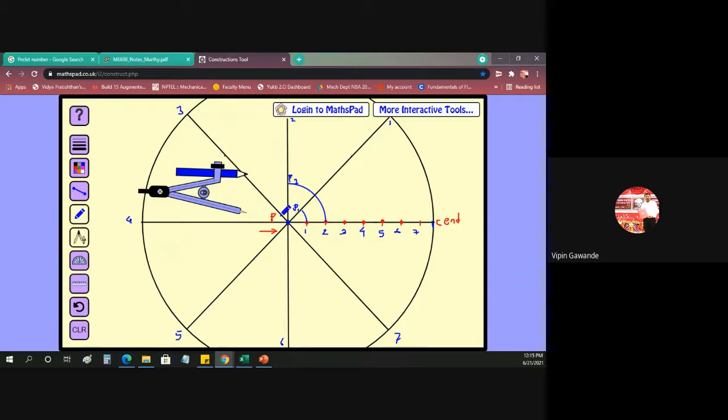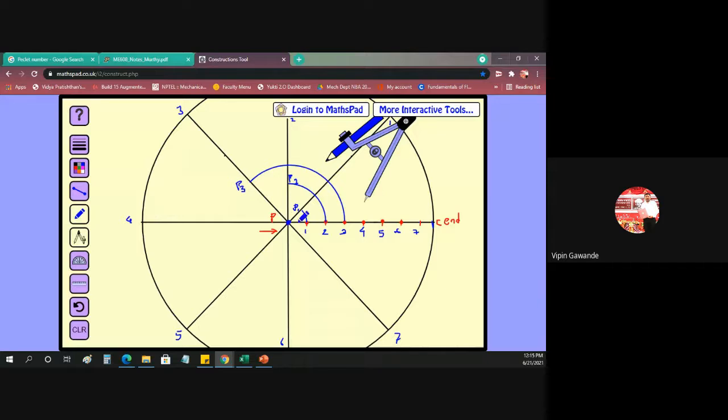Now when it comes to the third position, P3, it will move 3 divisions. So take 3 divisions in the compass and cut the third line. So you will get the P3 point here. How many divisions does P move? From the center it moves 3 divisions.